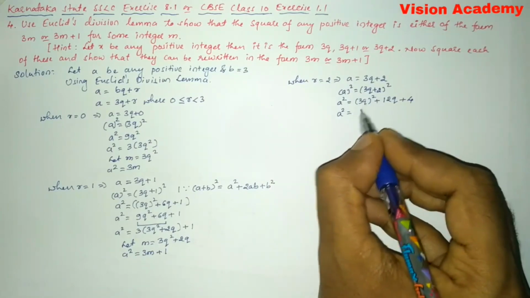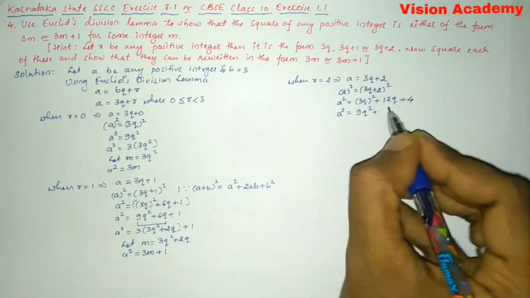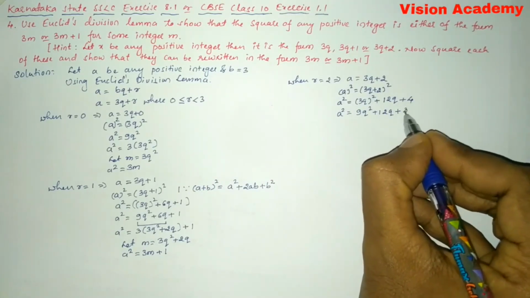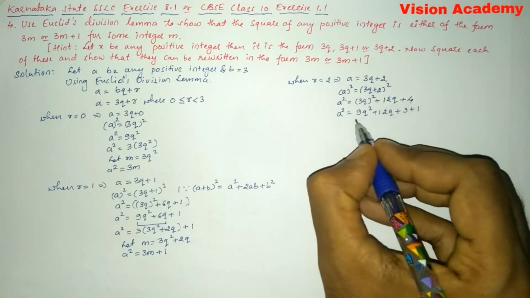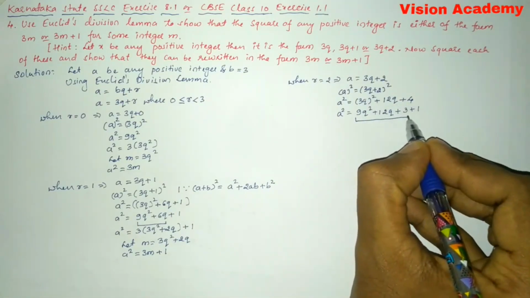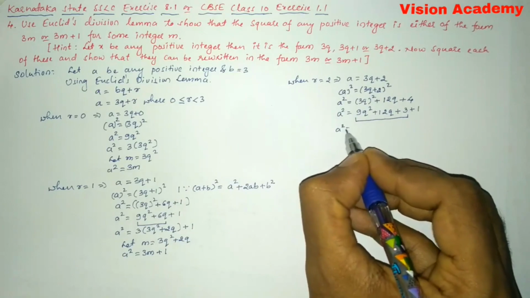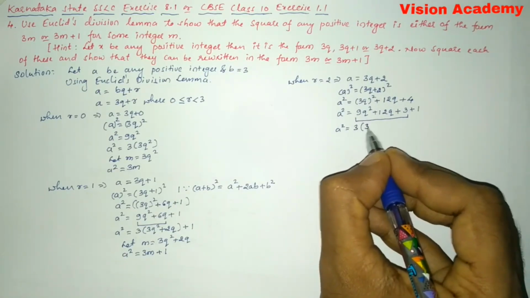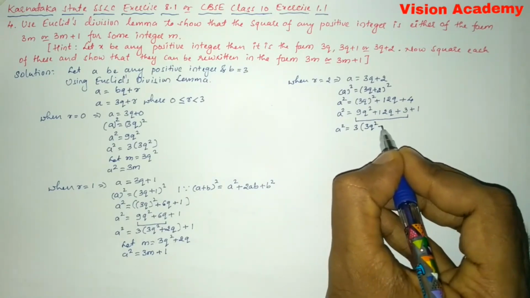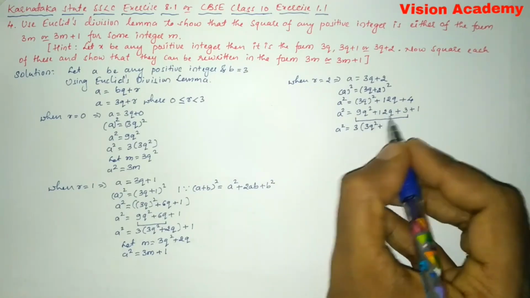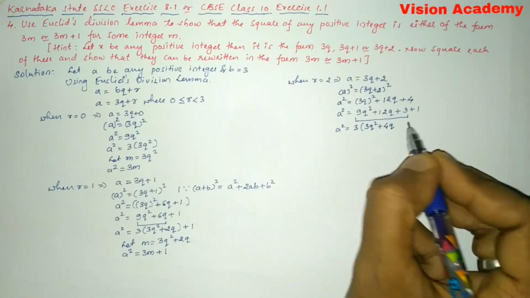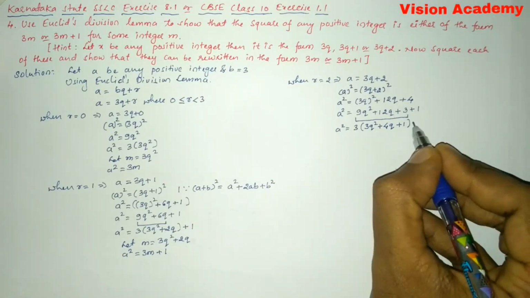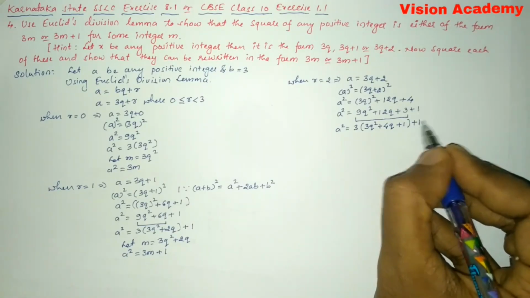A square is equal to 3 3s are 9q square plus 12q plus, here 4 can be written as 3 plus 1. Now let us take out common from these three terms. We'll write a square is equal to, let us take 3 as common. 3 3s are 9, so that is 3q square inside of the bracket, plus 3 4s are 12, that is 4q, next plus 3 1s are 3, and outside this bracket 1, this one as it is.